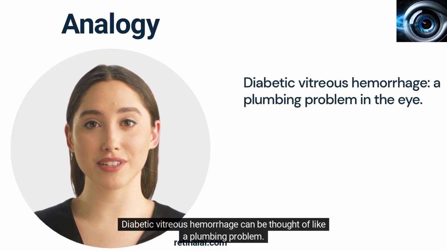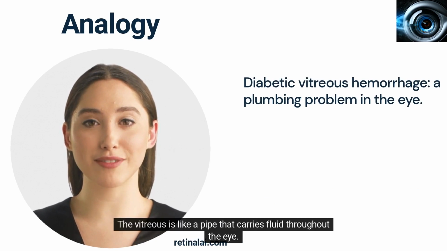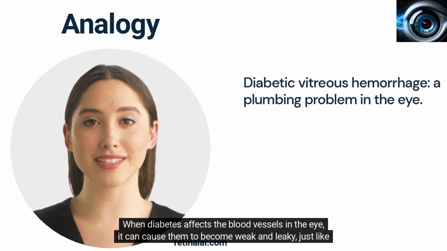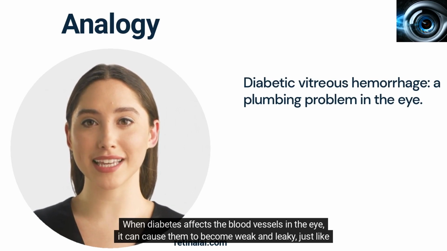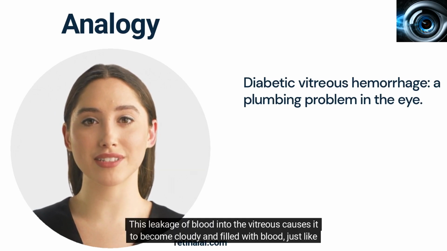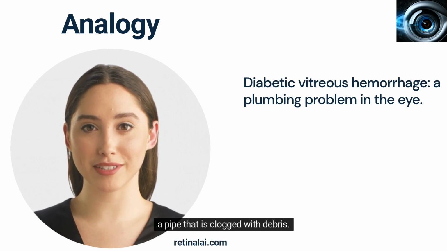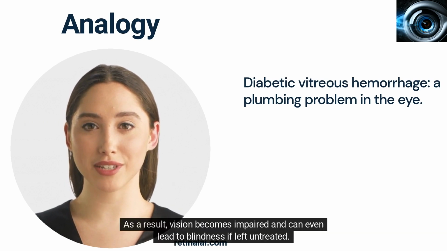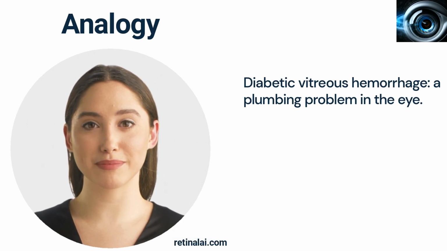Diabetic vitreous hemorrhage can be thought of like a plumbing problem. The vitreous is like a pipe that carries fluid throughout the eye. When diabetes affects the blood vessels in the eye, it can cause them to become weak and leaky, just like a pipe with a crack in it. This leakage of blood into the vitreous causes it to become cloudy and filled with blood, just like a pipe that is clogged with debris. As a result, vision becomes impaired and can even lead to blindness if left untreated.